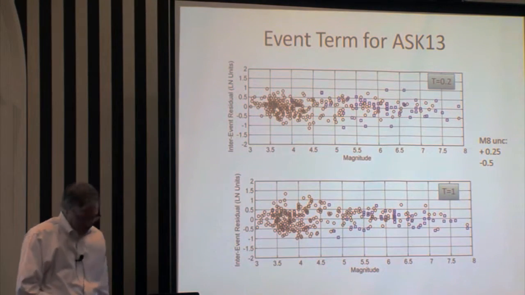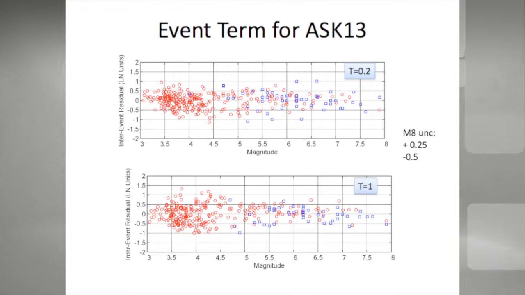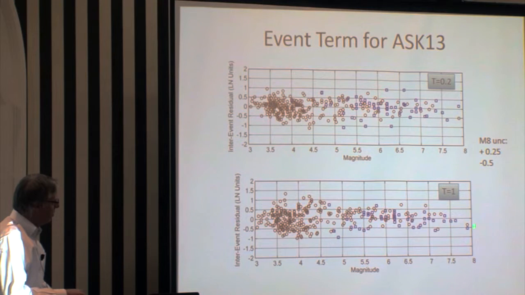So if we look at our event terms for magnitude 8, or big magnitudes, this is again 5 hertz and at 1 second. You can see we have just a few recordings to work with, say between 7.5 and 8. And this is the same set for 1 second. These are all lower than 0. These are on average a little bit lower than 0.